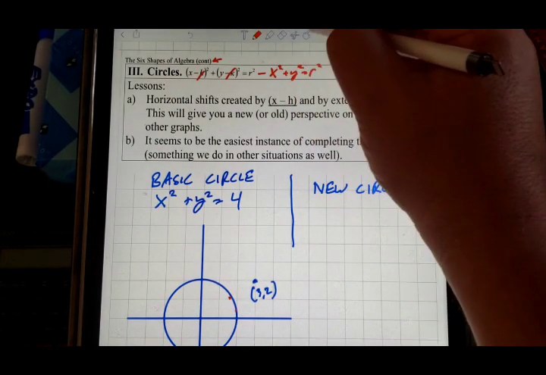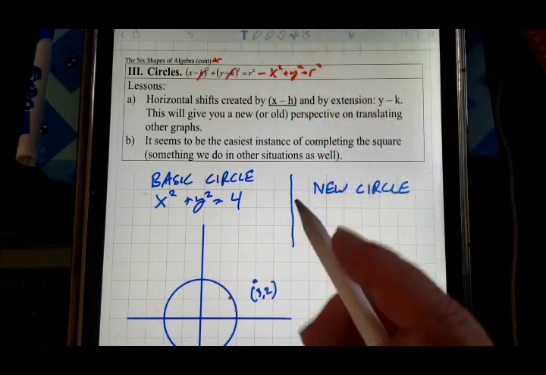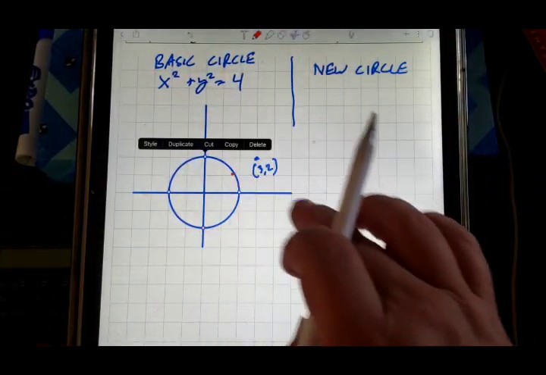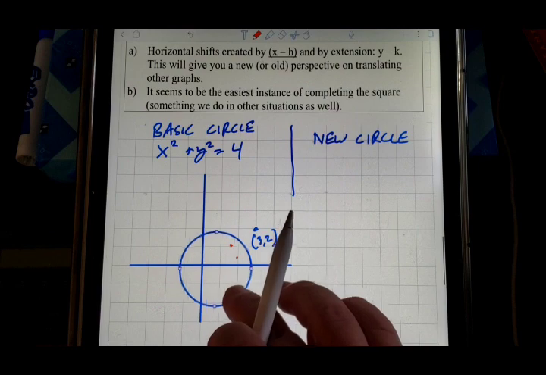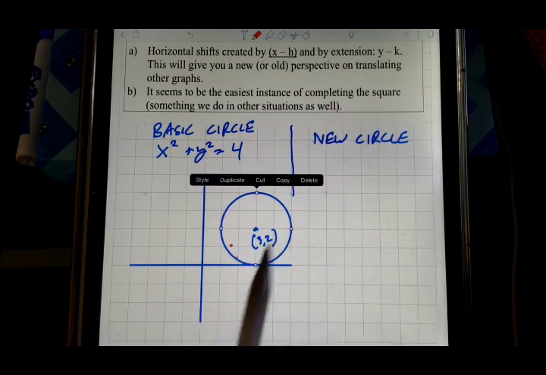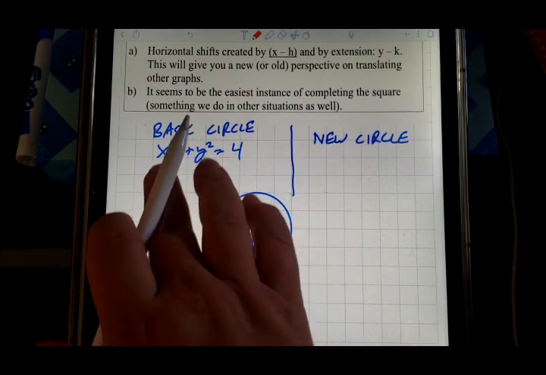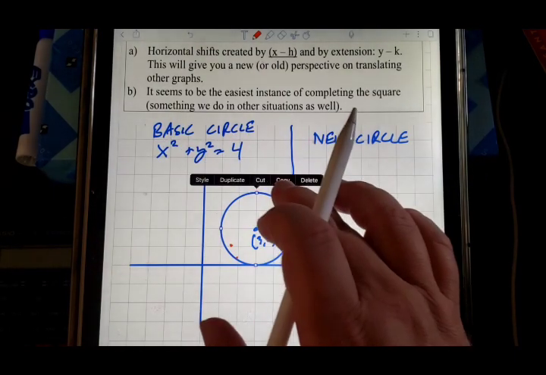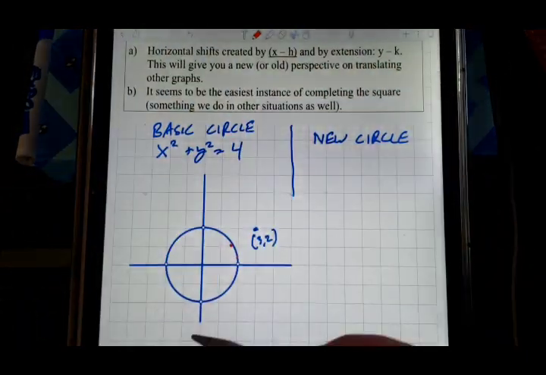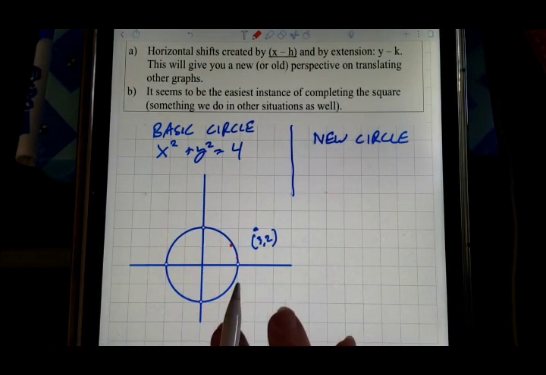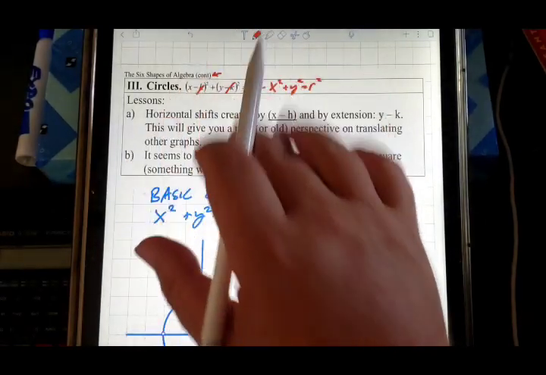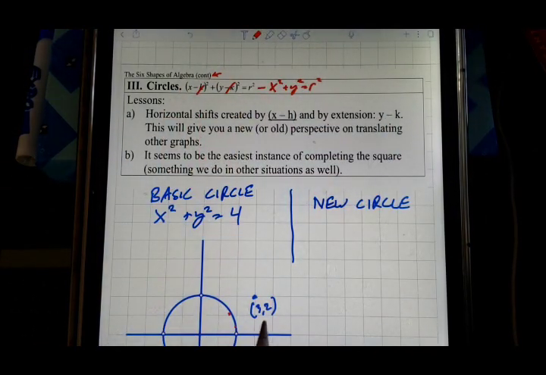So we had several sections on translating graphs. I'm going to pick up that circle and move it. Originally the circle was x squared plus y squared equals 4, centered at 0, 0. So h was 0, k was 0, like it wasn't there. And that's our basic graph.